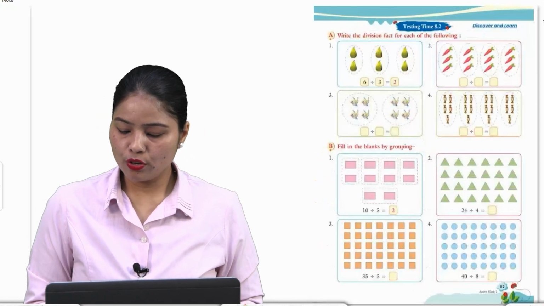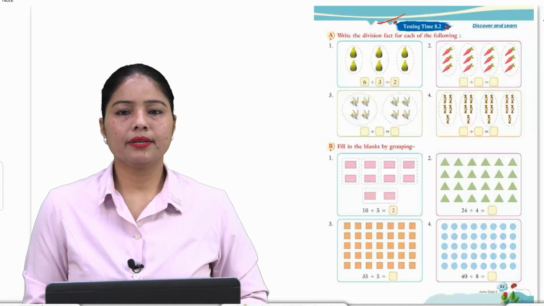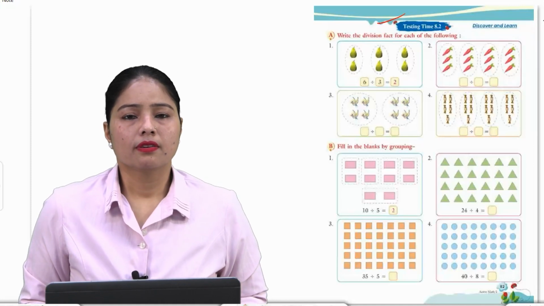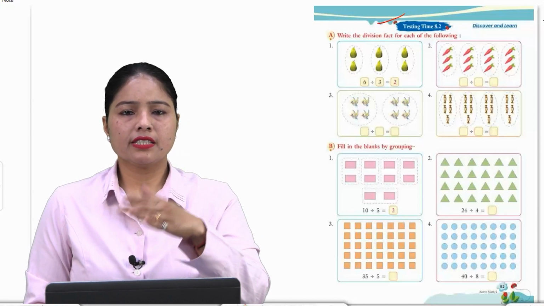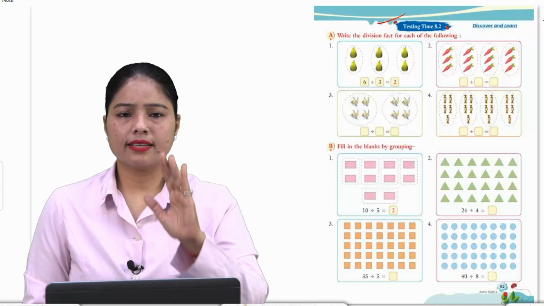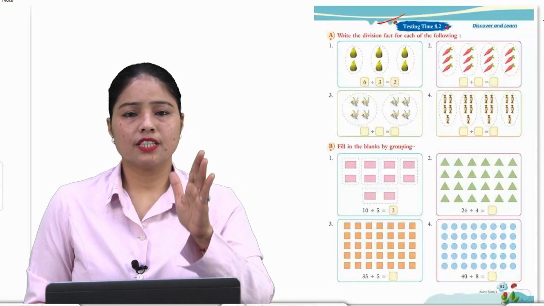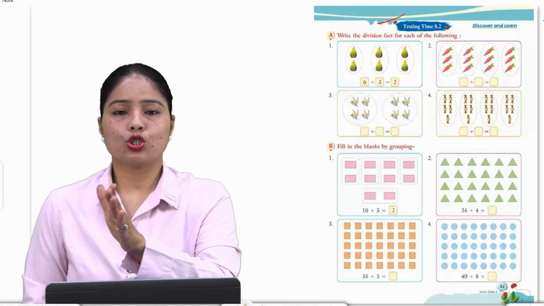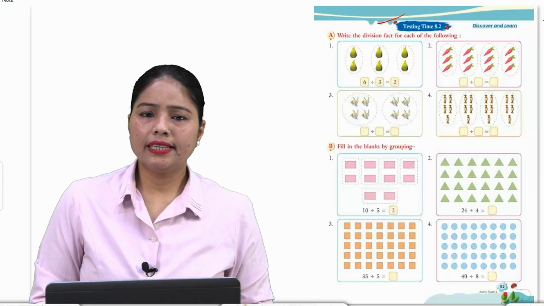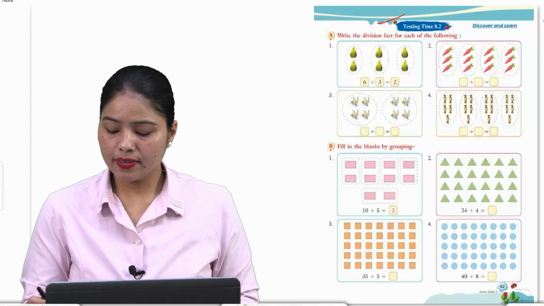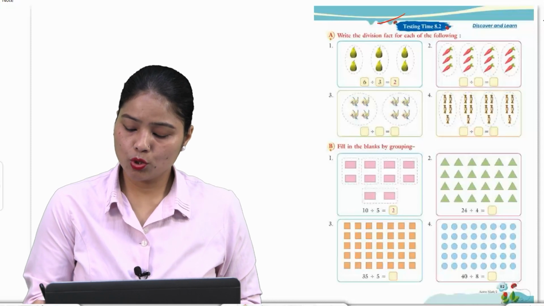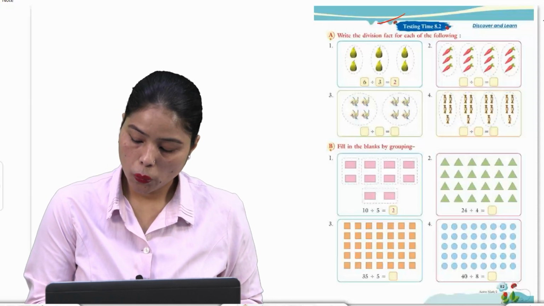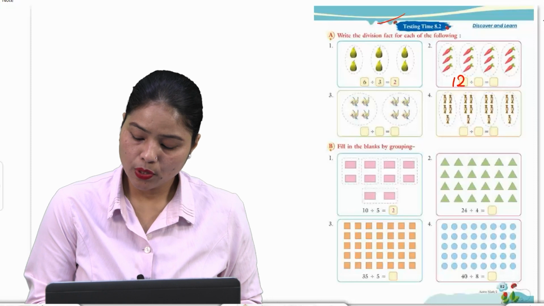So now move on to the next one, which is Testing Time 8.2. Write the division fact for each of the following. So here some fruits are given. How many are they? 6. So 6 divided by 3 is equal to 2. Similarly, how many carrots are there? 3, 3, 3, 3, 3. So we will just write 12. Write 12 here. Okay.